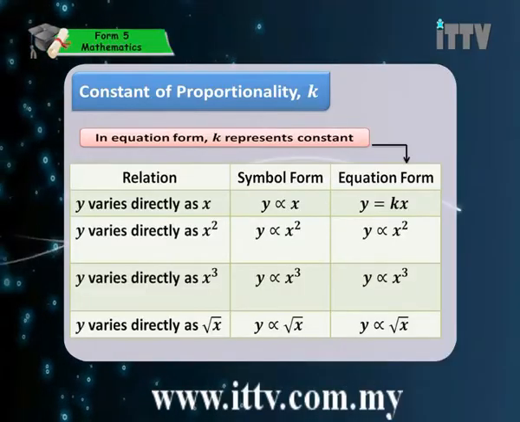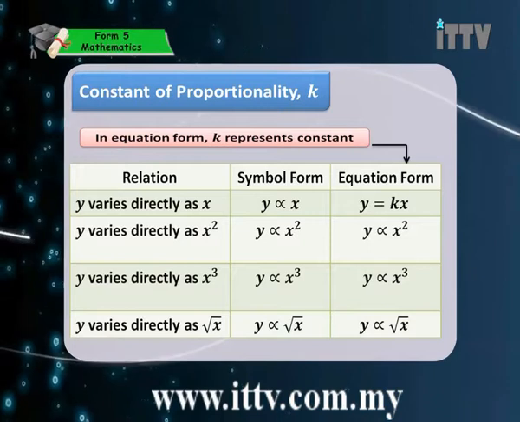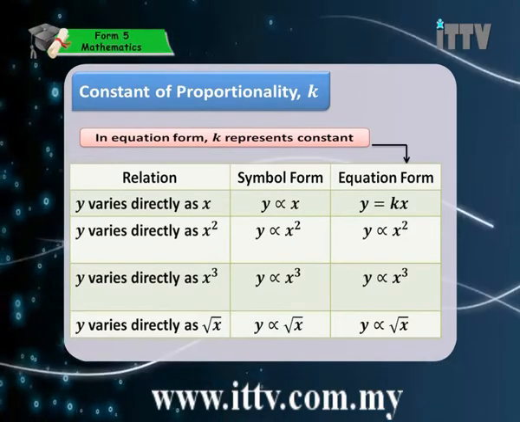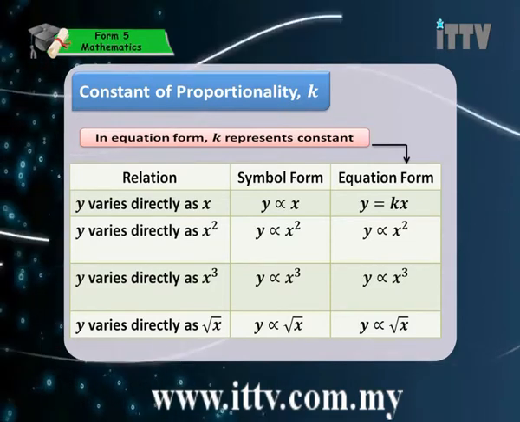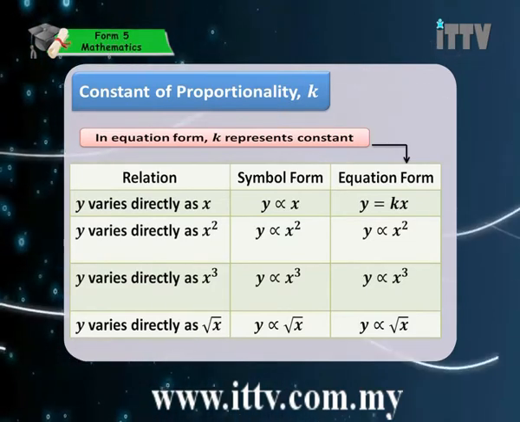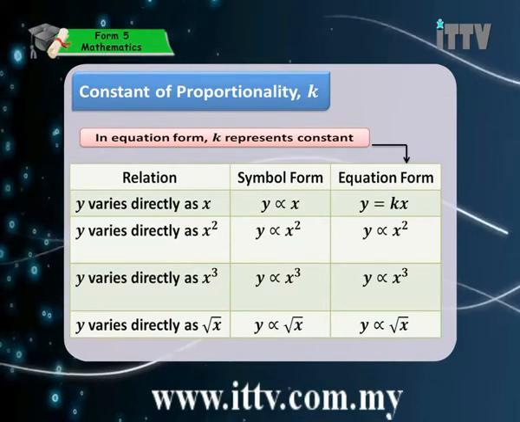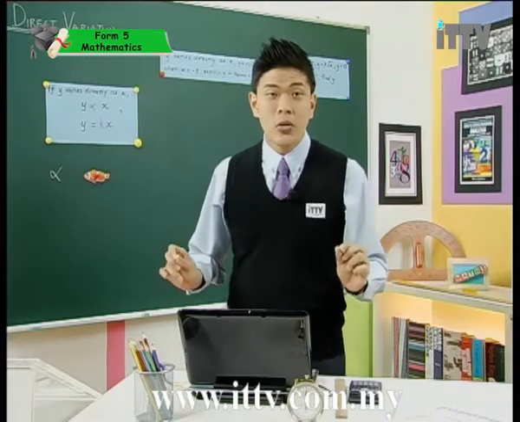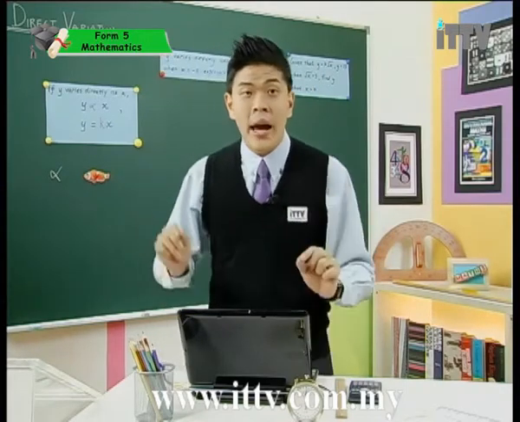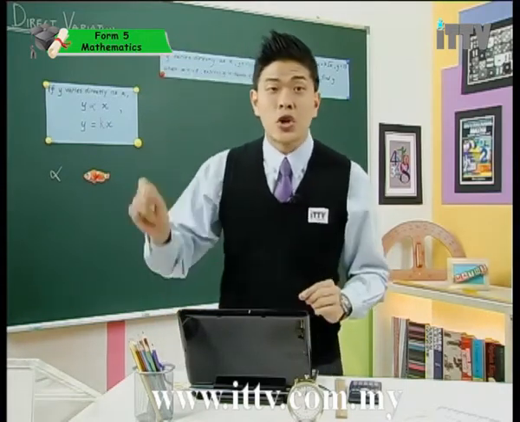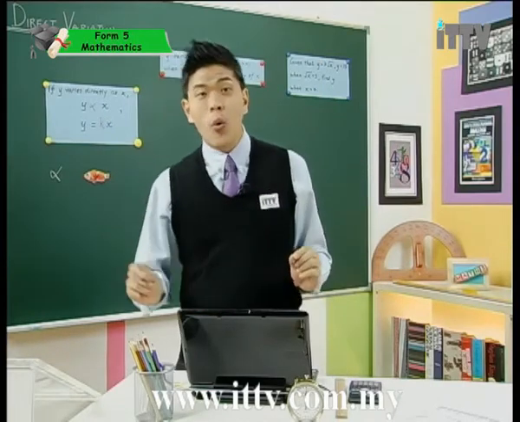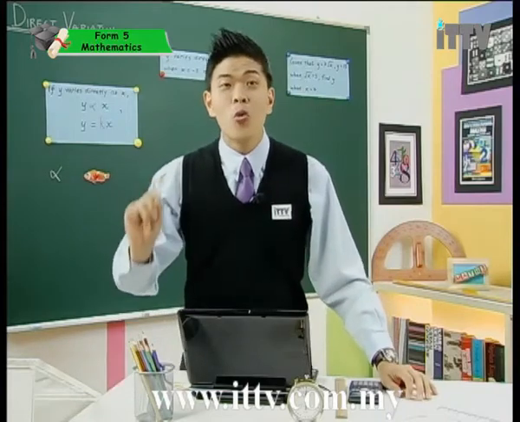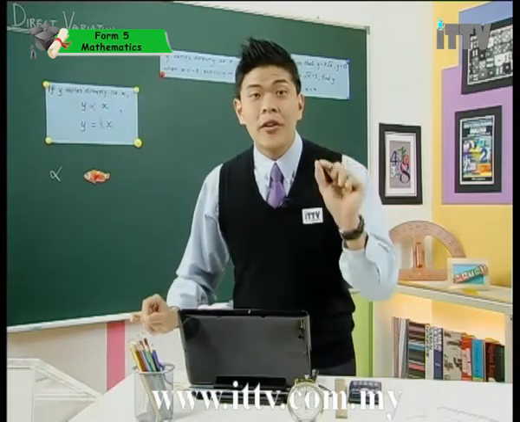And lastly, Y varies directly as square root of X. Symbol form or variation form is Y varies as square root X. Equation form, Y equals K square root X. So guys, remember the two quantities now are not limited to just Y and X. It can be Y and X cubed, Y and X squared, Y and square root X, and so on. Just remember that direct variation always involves two variables only.